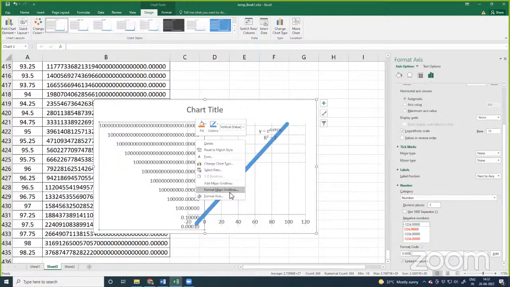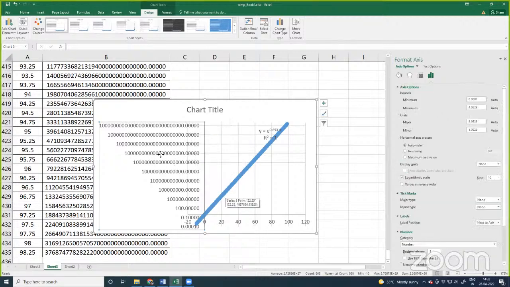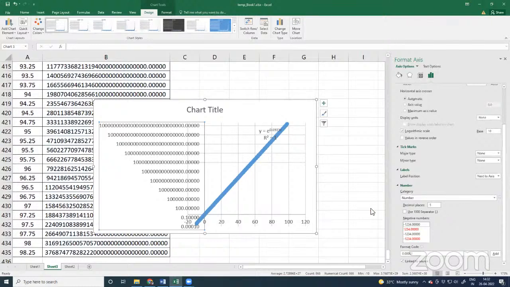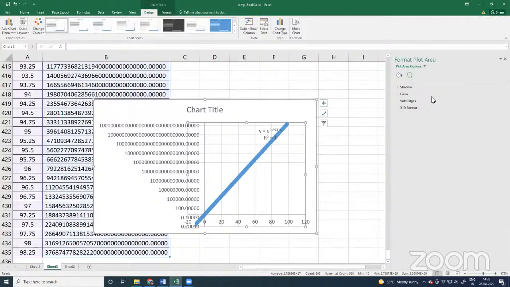Format axis, format major grid, format axis, minimum, maximum, axis value, display units, base 10, it is there. Yeah, you can use 10 to the power of 1, 10 to the power of 2, 10 to the power of 3 as scientific options. That I will show you somewhere else. It is there actually. You can also plot the area, how it has to look within that. This is one case.